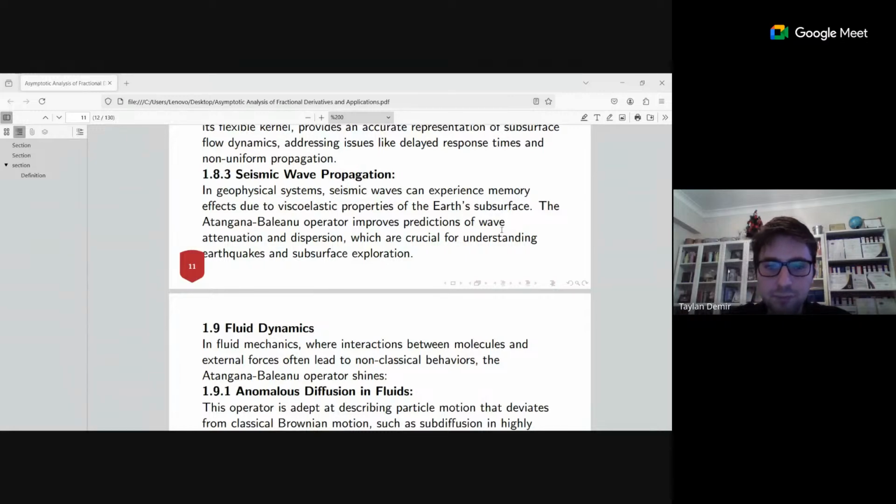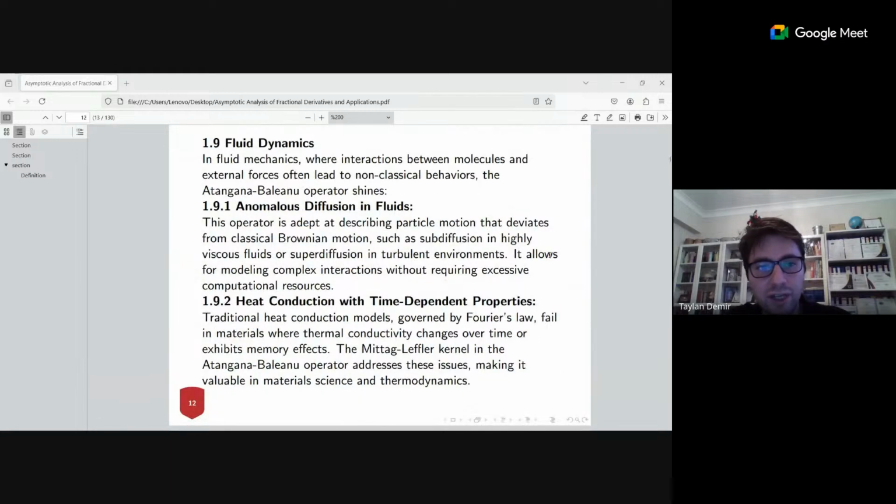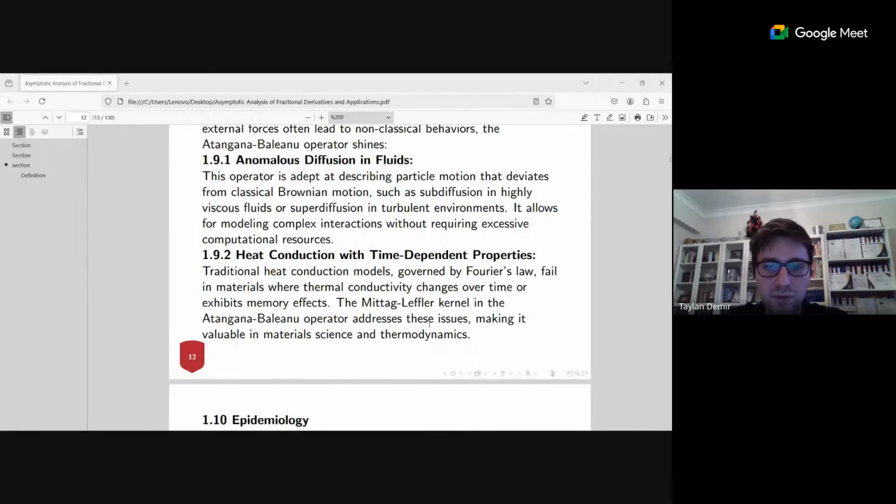subsurface exploration. It can also be used in fluid dynamics, where interactions between molecules and external forces often lead to non-classical behaviors, and the Atangana-Baleanu operator shines. We can apply anomalous diffusion in fluids and heat conduction with time-dependent properties. Why can we use anomalous diffusion in fluids? Because this operator is adept at describing particle motion that deviates from classical Brownian motion, such as subdiffusion in highly viscous fluids or superdiffusion in turbulent environments.